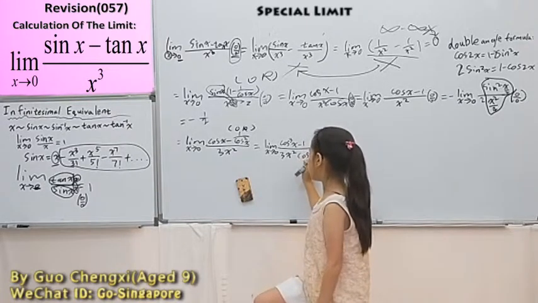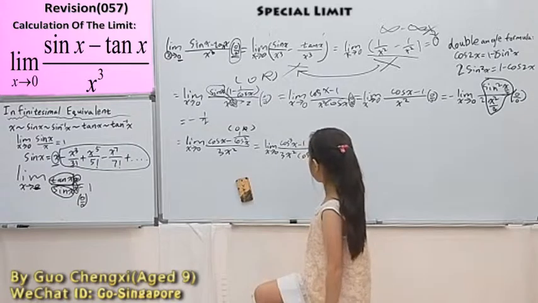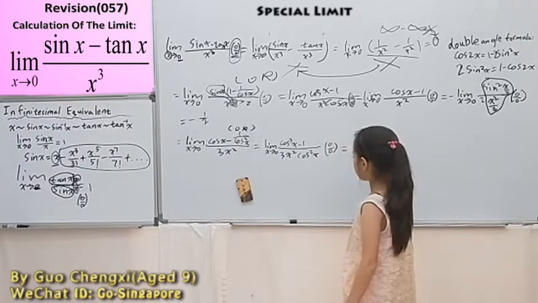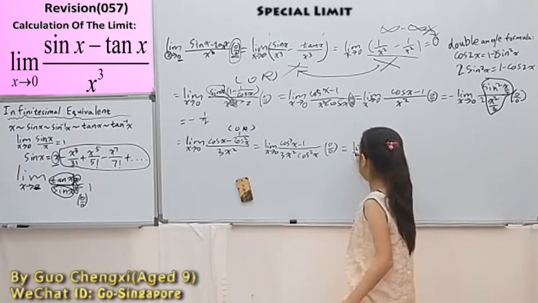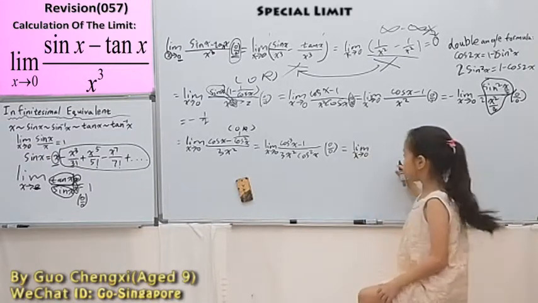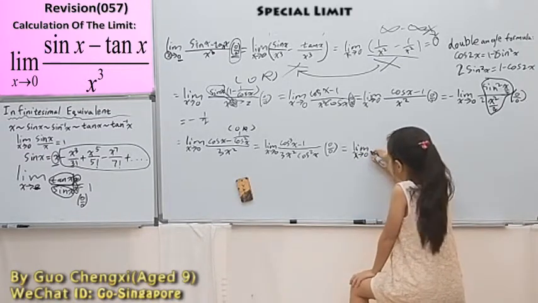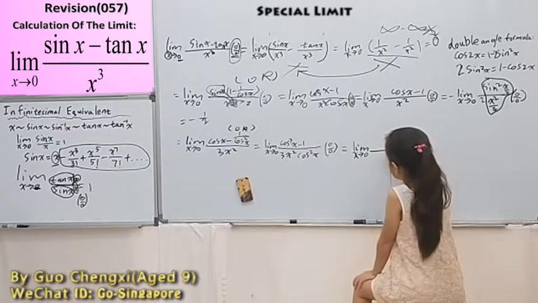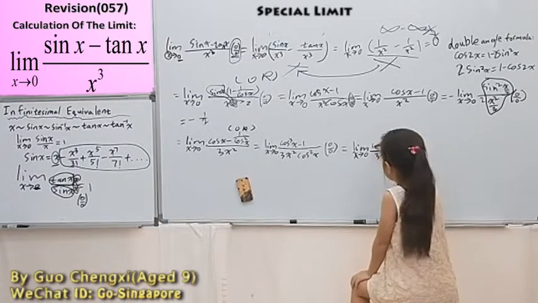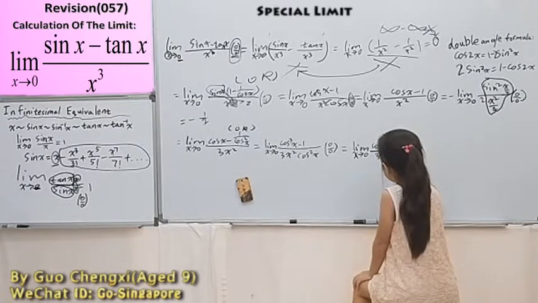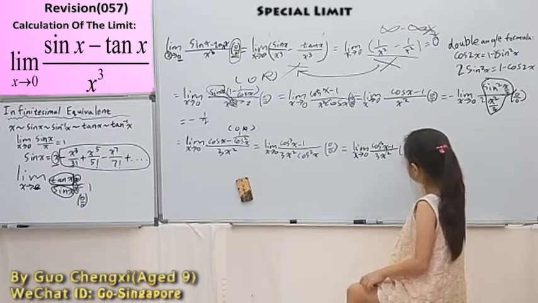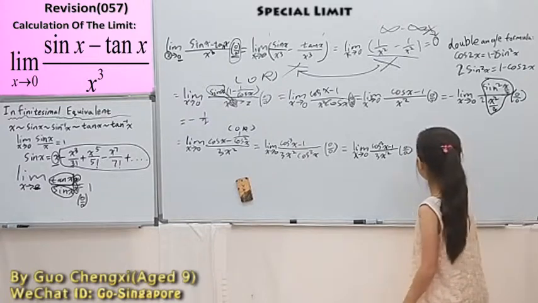And I do notice that this part is a determinable form. So let's see, it's 0 over 0, so correct. This part. So now, again 0 over 0, so continue.